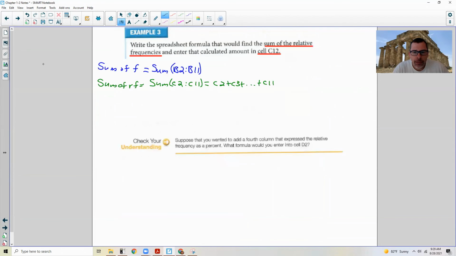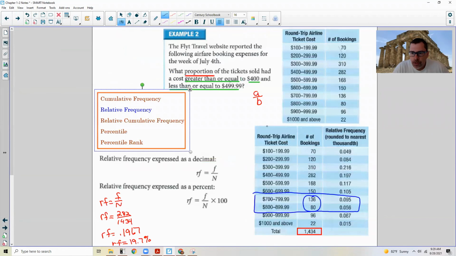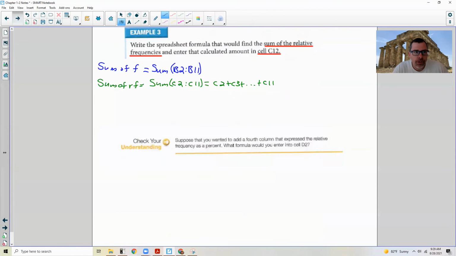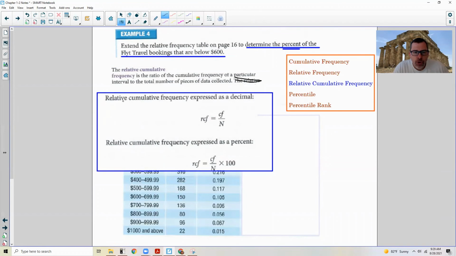So let me go back to my last table. So we had a relative frequency, but now we want to accumulate those and make a cumulative frequency of bookings and so forth. Okay, so here's what we're going to do. The formula for a relative cumulative frequency is RCF, for relative cumulative frequency, and that equals the cumulative frequency divided by the total. And then just multiply it by 100 for percent. So relative cumulative frequency is the cumulative frequency divided by the total. So we need to do a cumulative frequency.